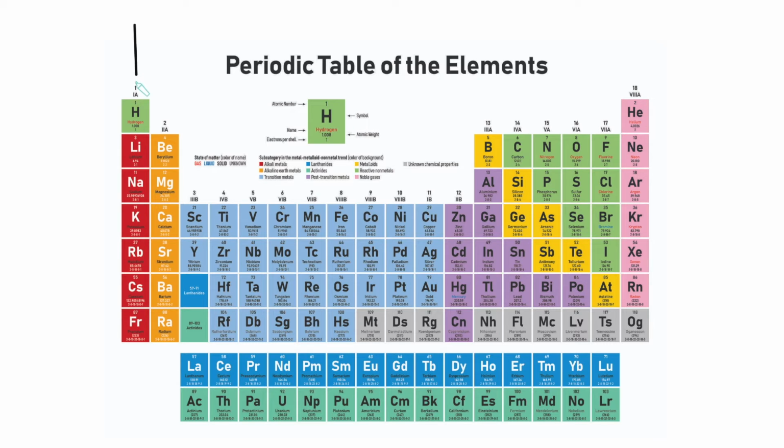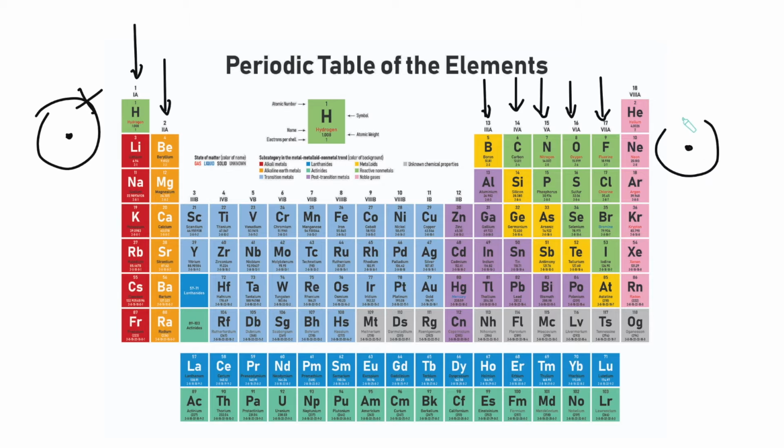Well, in the periodic table, elements are arranged into vertical columns called groups, which tell us how many electrons are in the outermost shell of each atom. An element in group 1 would have 1 electron in its outer shell, compared with an element in group 7, which would have 7 electrons in its outer shell.